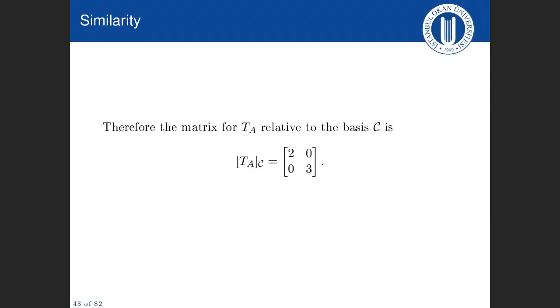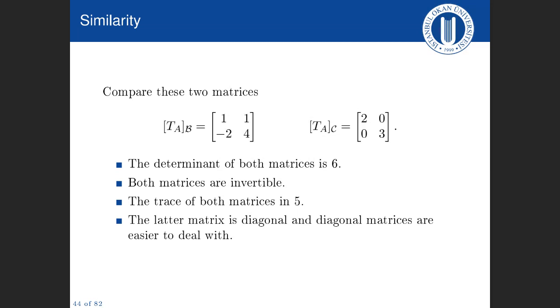So therefore, the matrix for TA relative to the basis C is this diagonal matrix, 2, 0, 0, 3. We have two different matrices for the same linear transformation. Let's look at the similarities and the differences between these two. Both of these matrices have determinant 6. Both matrices are invertible. The trace of both matrices is 5, but there's an important difference here.